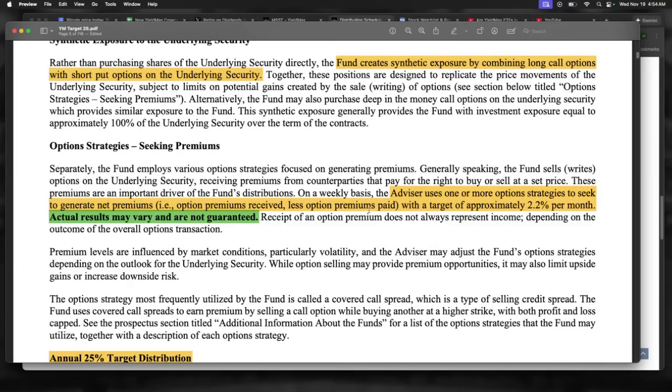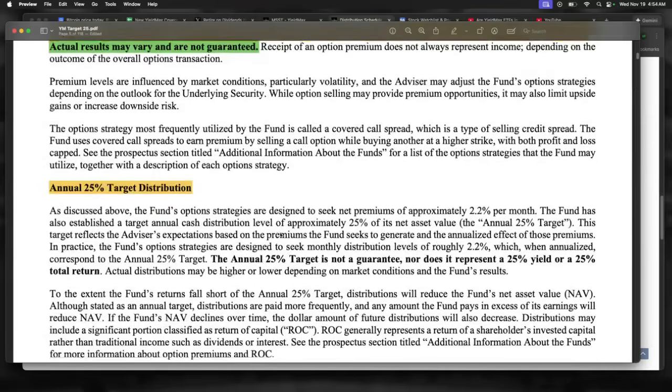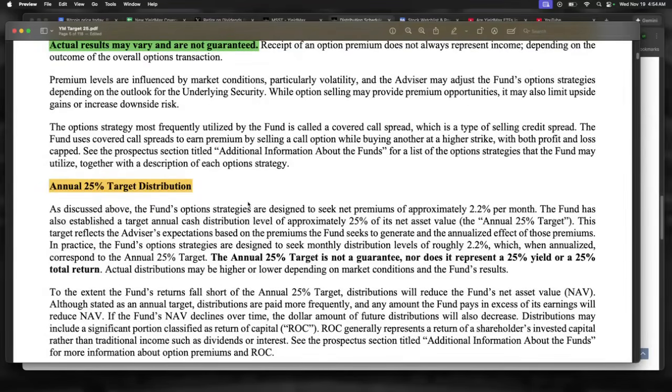Options premium, less options premium paid, targets approximately 2.2% per month, hence the 25% payment or yield. Actual results may vary and are not guaranteed. They have to say that to cover themselves, just in case the yield, God forbid, comes out to 24.99 and they get sued. I don't know if that could even be a thing, but they have to do this for sure. It's not going to always be 25% perfection on every single investor. The annual 25% target distribution.